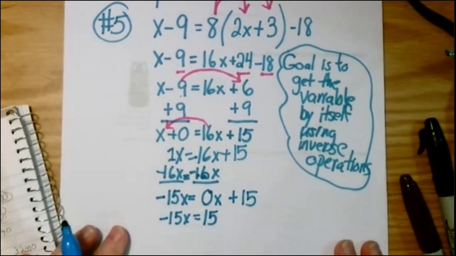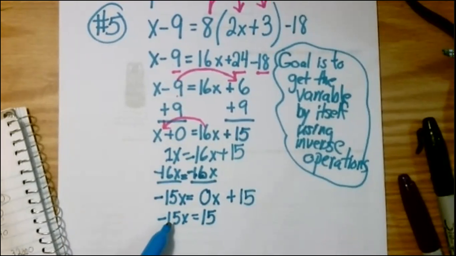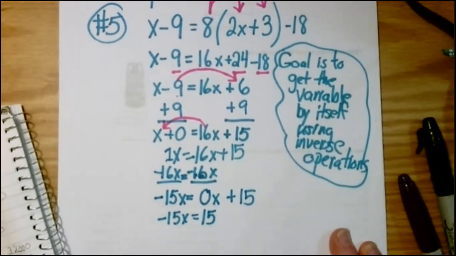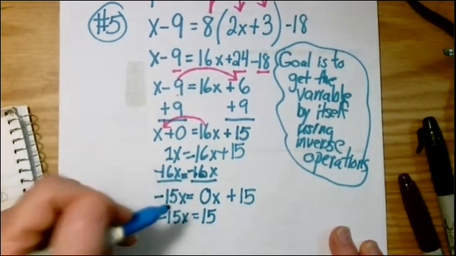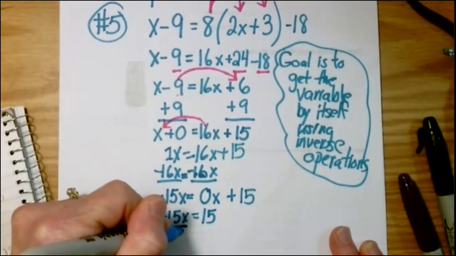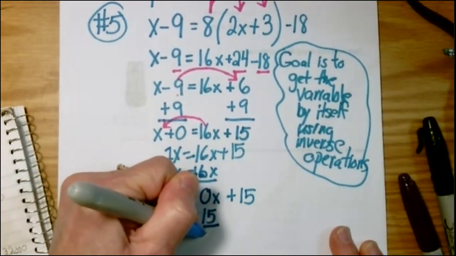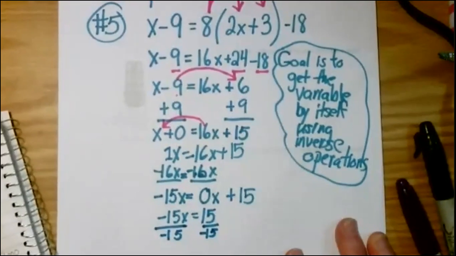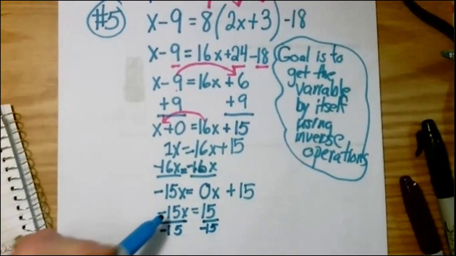And now my last step, this means multiply when I have a coefficient in front of the variable. So the inverse of multiplying is dividing. So I'm going to divide by, correct, negative 15 to both sides. Why did I pick negative 15? Because that's a negative here.